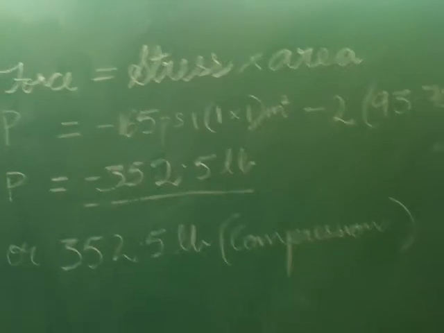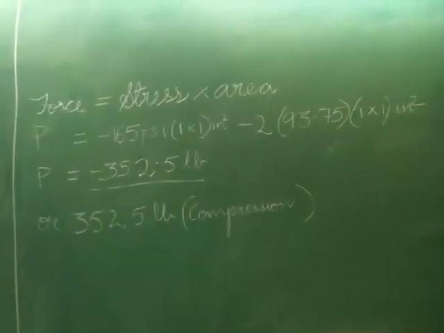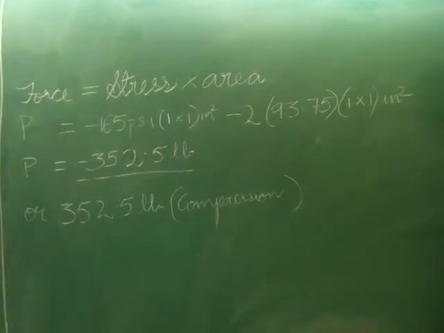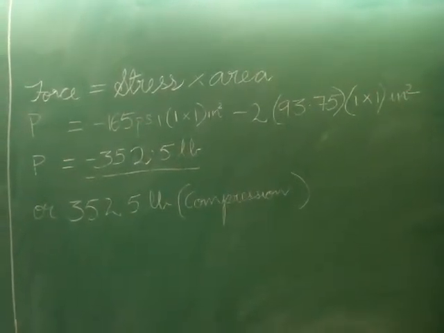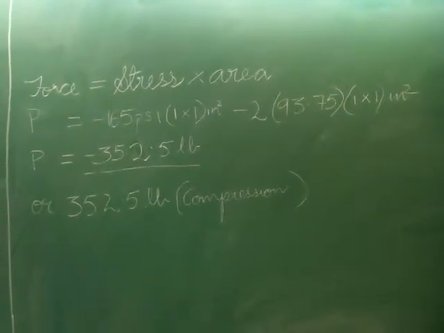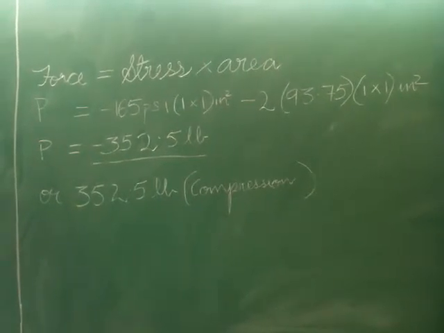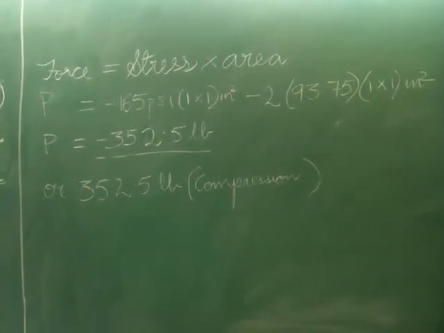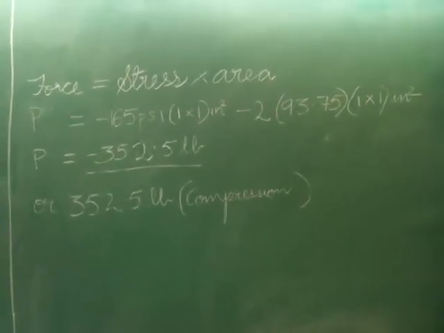From that we go on to calculate the force on the top surfaces of each of these blocks, which is nothing but the value of the stress actually, because the area of the top surface is 1 into 1, which is 1. So the force P is equal to minus 165 psi minus twice 93.75, which is minus 352.5 lb, or it can be stated as 352.5 lb in compression.